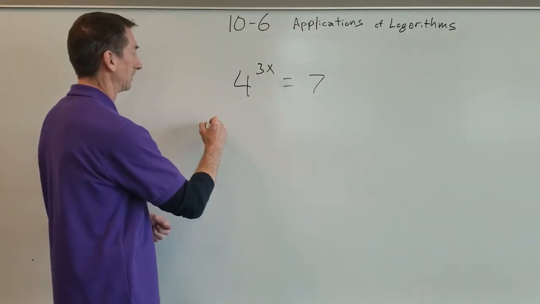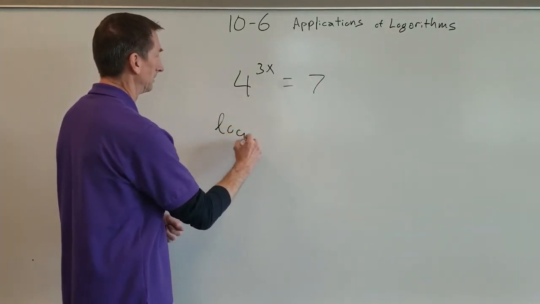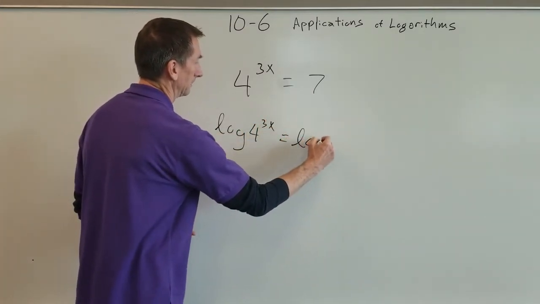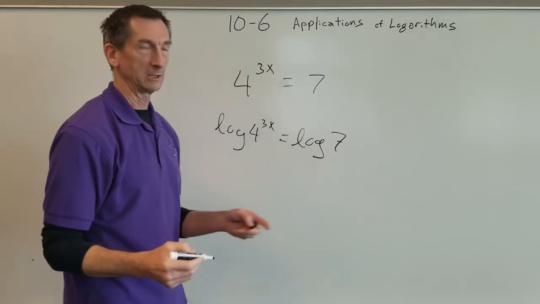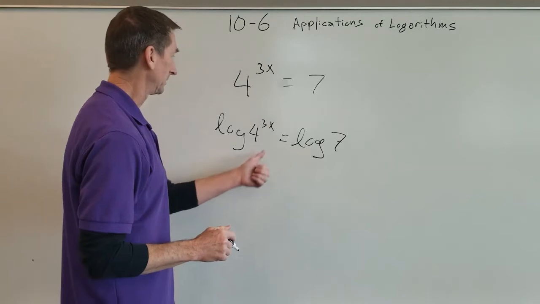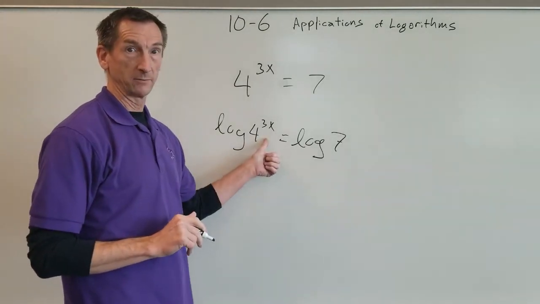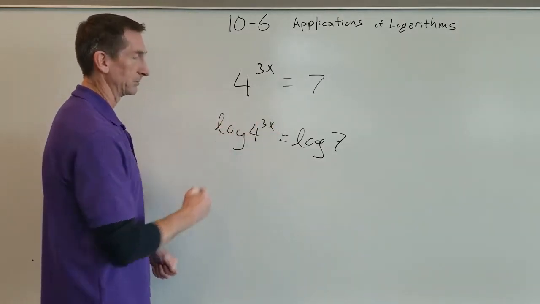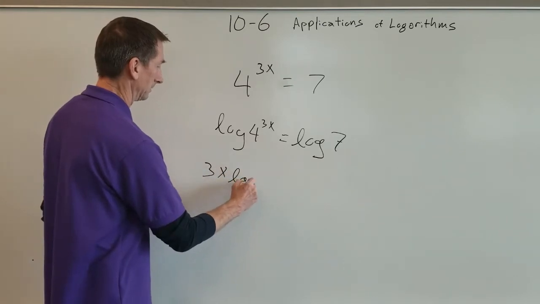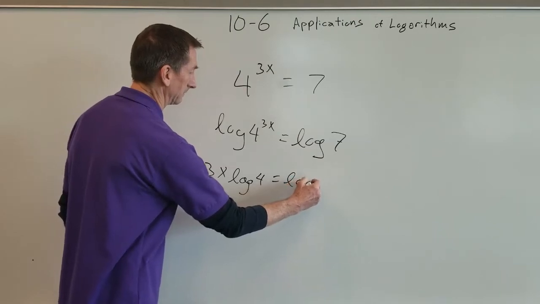So let's take our logarithm, take a log of both sides. So we get log of 4 to the 3x is equal to log 7. And keep in mind, you need to take the log of both sides if you're going to keep things equal. Okay, so now we know by rule number 3 of the laws of logarithms that I can bring this exponent out front. So let's do that. 3x log 4 is equal to log 7.